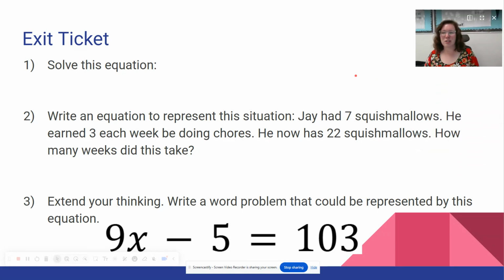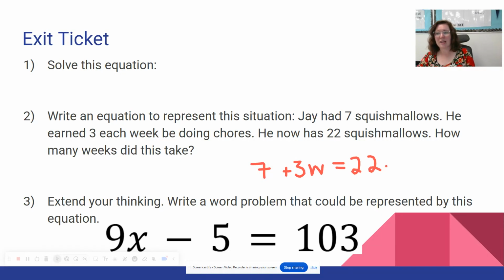Okay, the next question. Write an equation to represent this situation. Jay had 7 Squishmallows. He earned 3 each week while doing chores. He now has 22 Squishmallows. How many weeks did this take? And then we can solve. Subtract 7 on both sides, divide by 3.